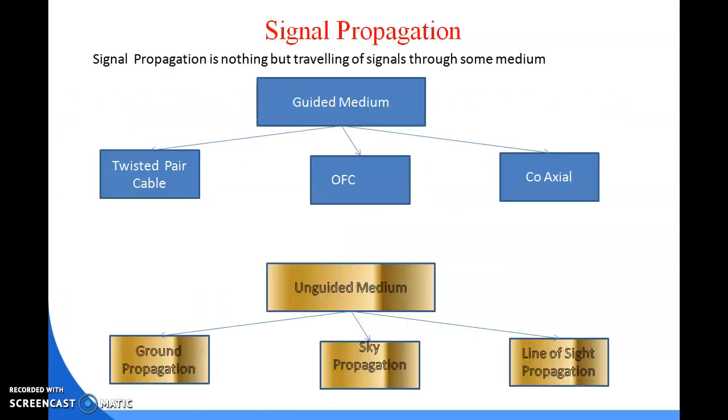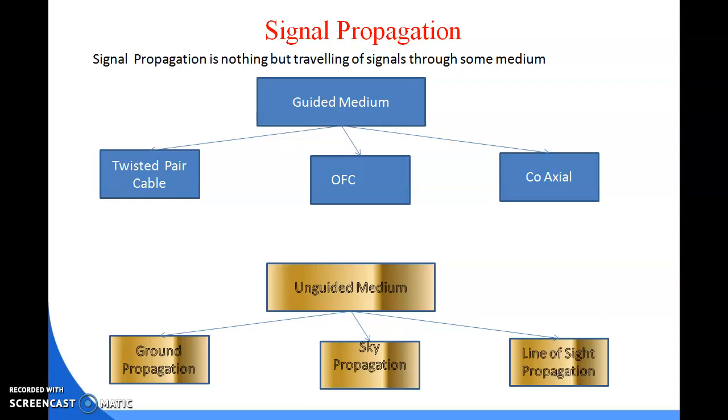Next we come to what is known as signal propagation. Signal propagation is nothing but traveling of signals through some mediums. There are two types of mediums: one is guided mediums, everybody knows that. Under the guided mediums, cables are used: twisted pair cables, OFC cables and coaxial cables. But here we are focused only on unguided mediums, right? Ground propagation, sky propagation and line of sight propagation. These are under the unguided mediums.